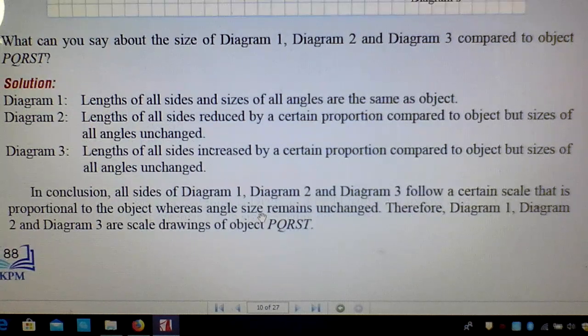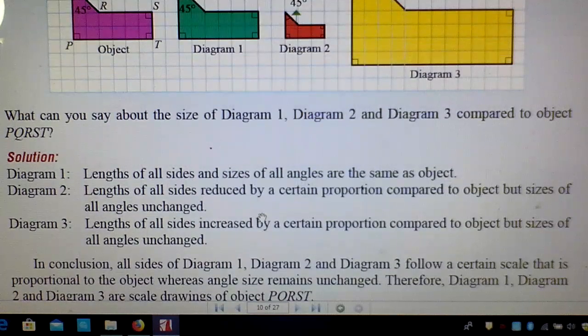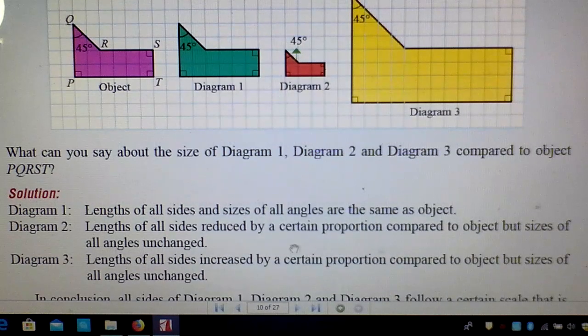So in order for you all to identify whether the drawing given is actually the drawing of the object, you must check all the sides. All the sides must be proportional to each other. Either it becomes half, or it becomes double, or becomes triple. So meaning same proportion for all sides. So we call it, diagram 1, 2, 3 are scale drawings for object PQRST.